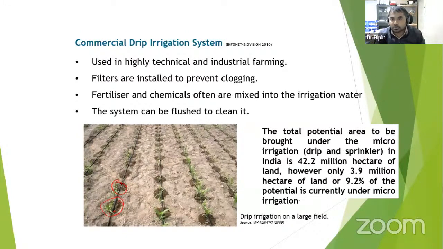The total potential area in India that can be brought under micro irrigation, drip and sprinkler, is 42.2 million hectares. However, we only have 3.9 million hectares, about 9.2% of the potential, currently under micro irrigation. So we have area where we can go. Even Maharashtra, your state, is the number one state for this drip micro irrigation system.